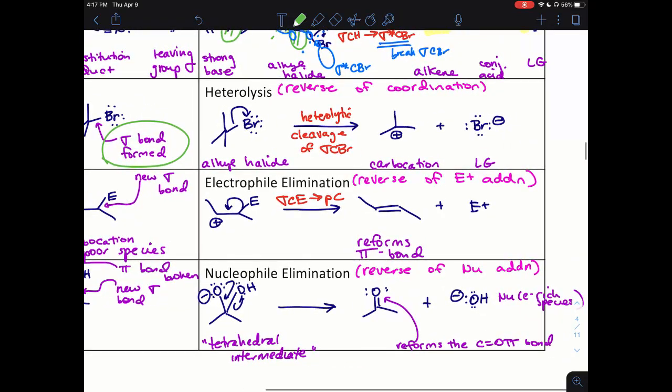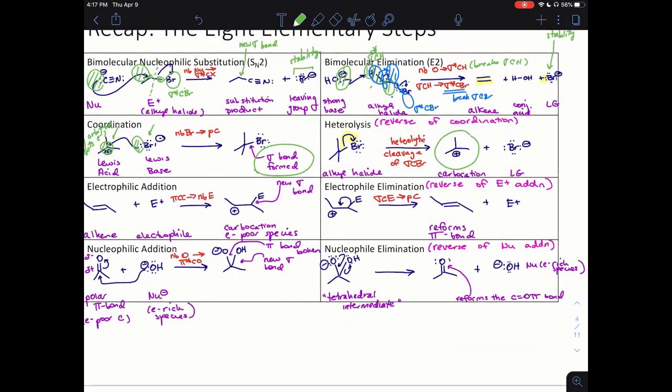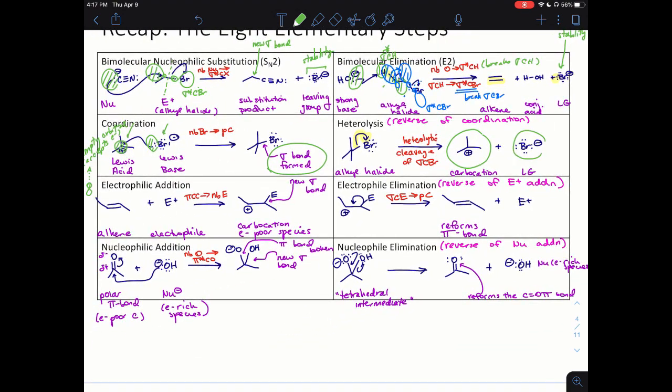Heterolysis, however, is the reverse of coordination, and so we simply break a bond. And I think for this one, you might wonder, how does this happen? Well, it just does. It's more complicated than that, but it can. I think that's the better answer. So the bond can just cleave, and it can form the Lewis acid, the carbocation, and this time we call the other species the leaving group. Of course, it was the Lewis base for the coordination.